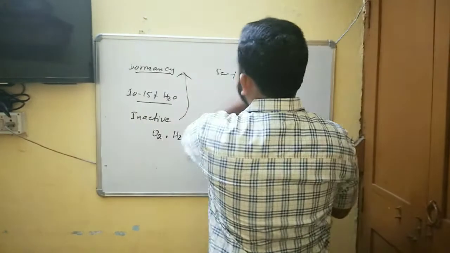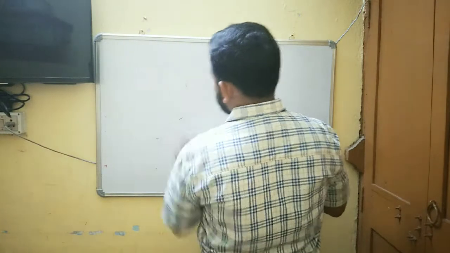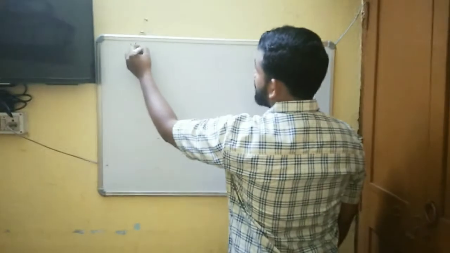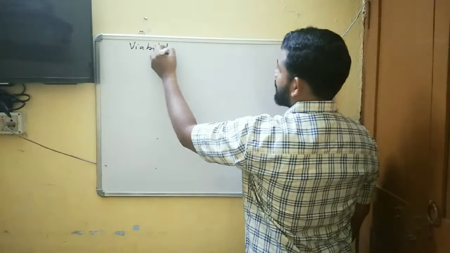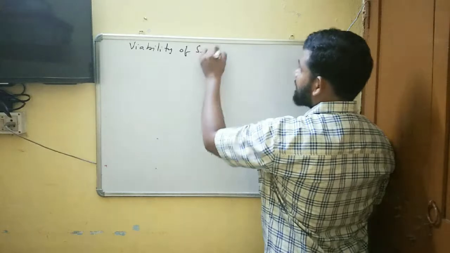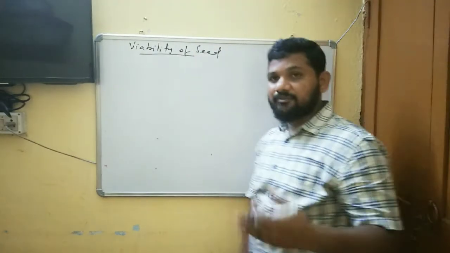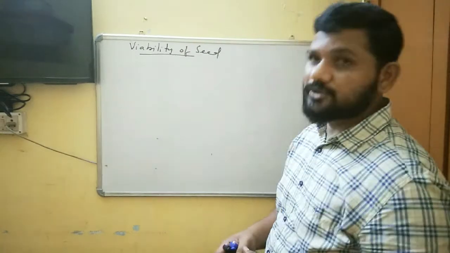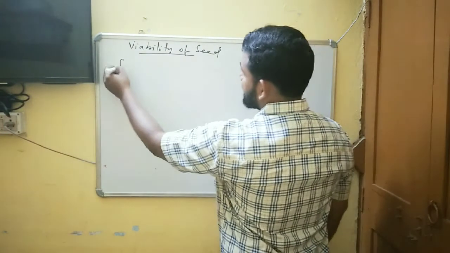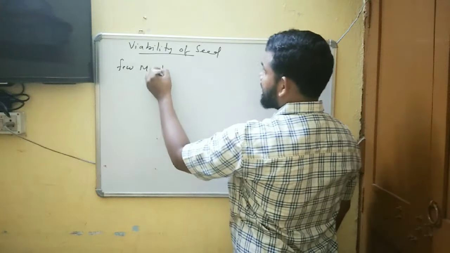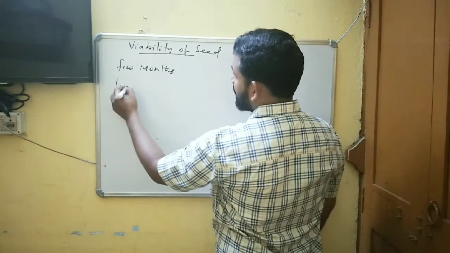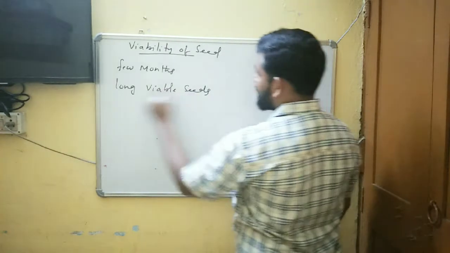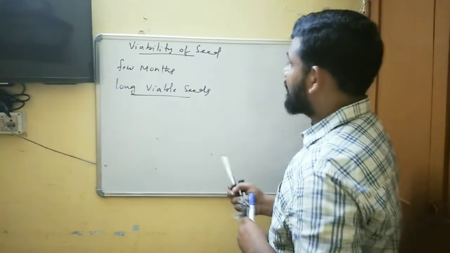And generally, viability of seed is up to a few months in many cases. What is viability? It is the time period in which the seed retains the capacity to germinate. That is called viability. Generally, it is up to a few months in many cases. But there are some long viable seeds.